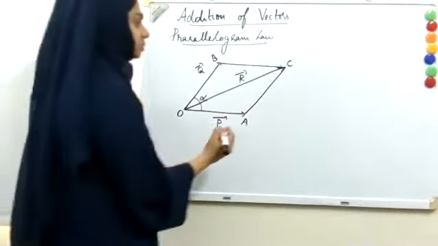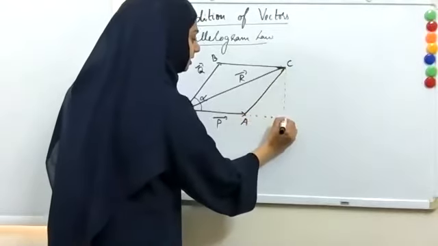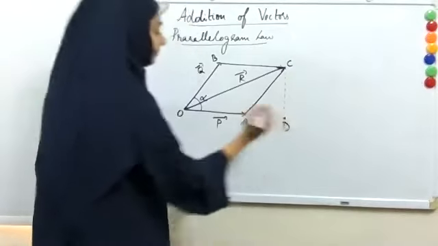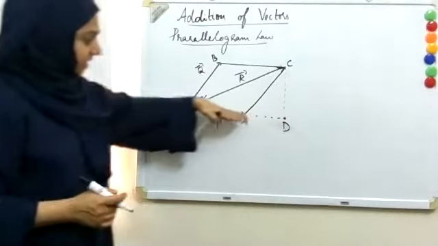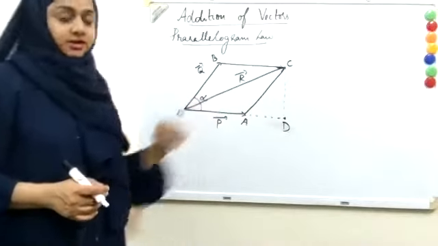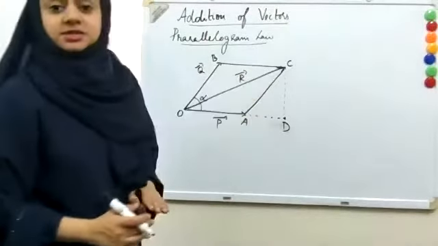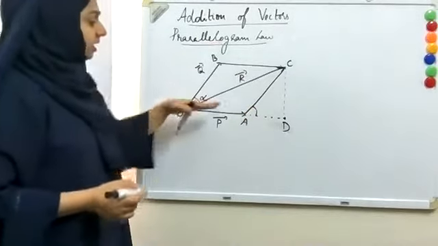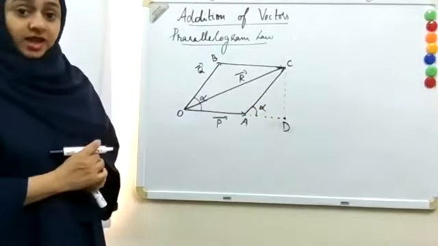In order to derive an expression, let me draw a perpendicular line from here and connect it at this point, and let me mark it as, okay, C is already there, so D. Now look at this diagram. OA and AD are in the same direction, and OB and AC are in the same direction. So what will be this angle between OA and OB? Alpha. Yes, this angle also will be equal to alpha.